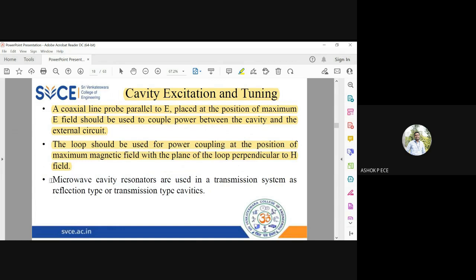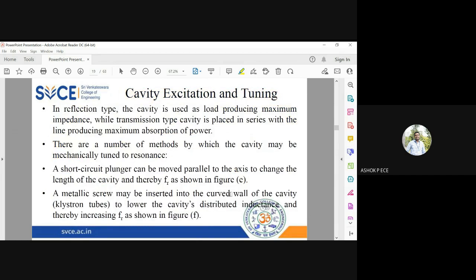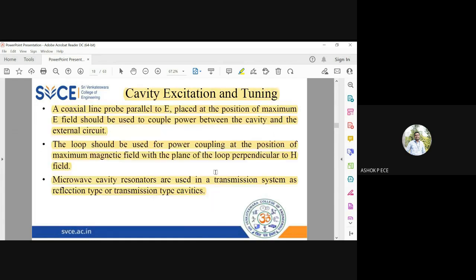Microwave cavity resonators are used in a lot of applications, like transmission type cavities and reflection type cavities. In the reflection type, the cavity presents a maximum load impedance, while the transmission line ensures maximum absorption of power. The number of ways you can do that is what I have shown here.